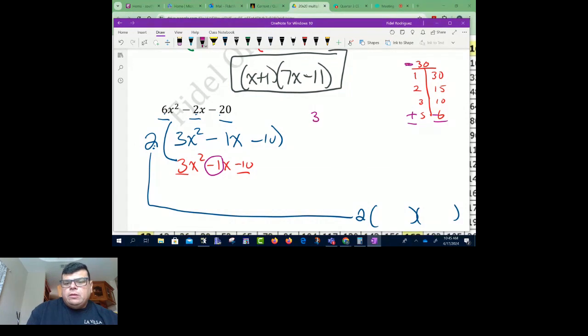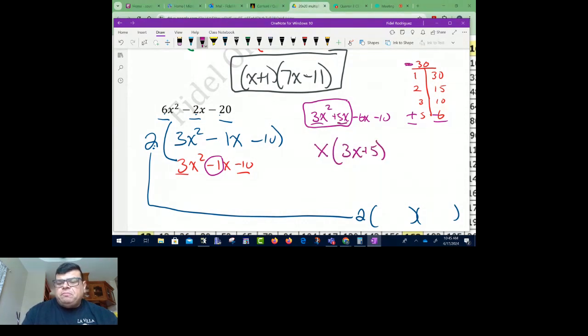So y'all, I'm going to rewrite this. 3x squared plus 5x minus 6x minus 10. From here, the only thing I can take out is the letter x. I'm left with a 3x plus 5. Right over here, the first thing I see is that piece is negative, so I'm going to put a negative. Between 6 and 10, we can take out a 2.